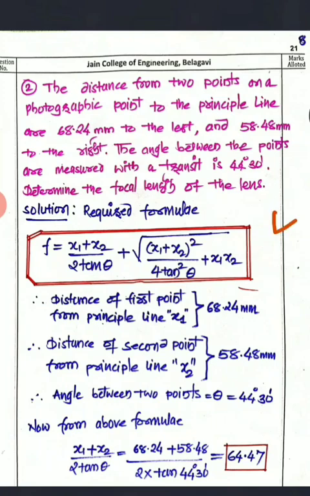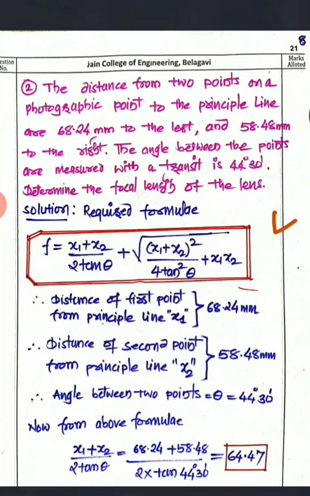Here I have written the formula, that is f is equal to x1 plus x2 divided by 2 tan theta plus square root of x1 plus x2 square divided by 4 tan square theta plus x1 x2. Now if you clarify the things, the distance of first point from principal line x1 is equal to 68.24 mm. The distance of second point from the principal line x2 equals 58.48 mm. Along with that they have given the theta, that is 44 degree 30 minutes. Now by using all these you can solve this problem.